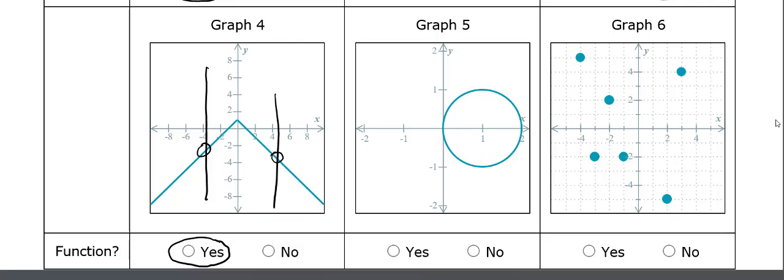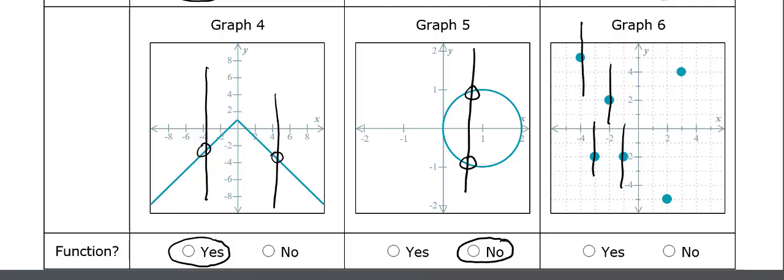Using the vertical line test for graph 5, if I drew a vertical line here, it intersects my graph in two places. Therefore, it is not a function. In the last example, graph 6, again, there's no place where I could draw a vertical line and that same vertical line intersect more than one point. So therefore, yes, this would be a function.